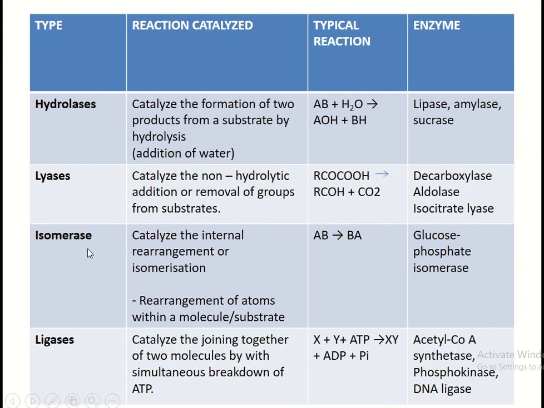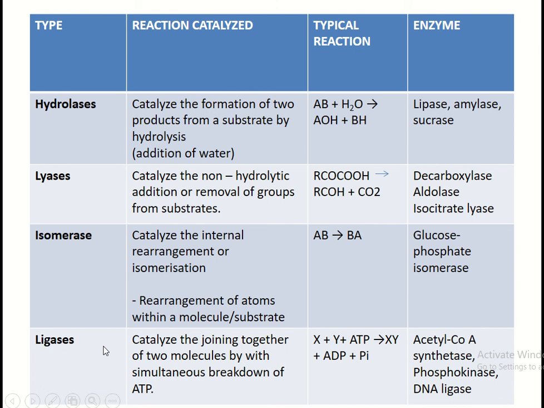Next is isomerase. Isomerase is the enzyme that catalyzes internal rearrangement or isomerization. Okay, they only change the sequence of the functional groups inside the substrate. This one actually refers to either the functional groups or the atoms. Okay, rearrangement of atoms within the molecules of the substrate. Example, glucose phosphate isomerase.